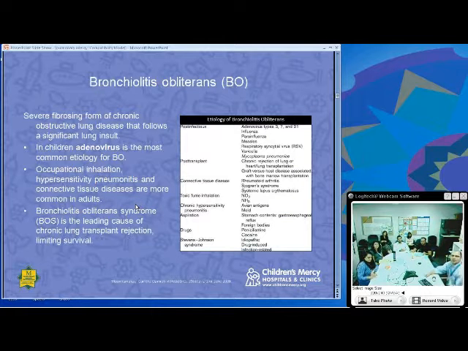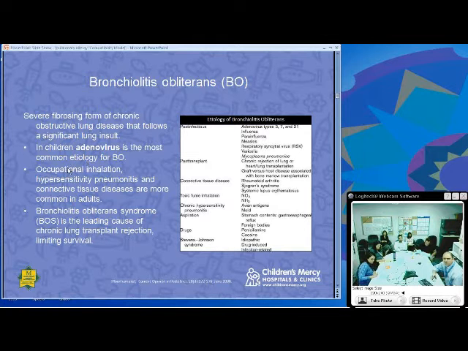So bronchiolitis obliterans is a severe fibrosing form of chronic lung disease. There is a significant lung injury, and the way the body responds to it is by having airway bronchial fibrosis and constriction. In children, the most common etiology is adenovirus.